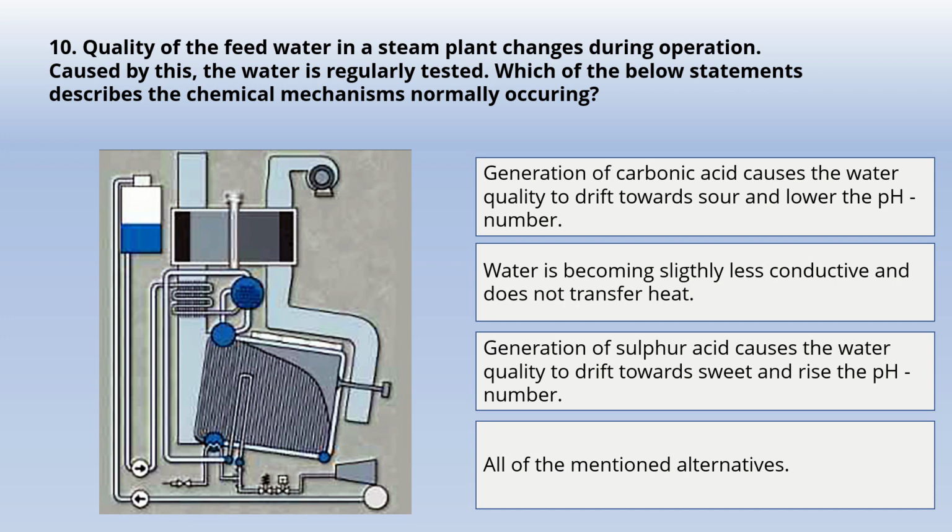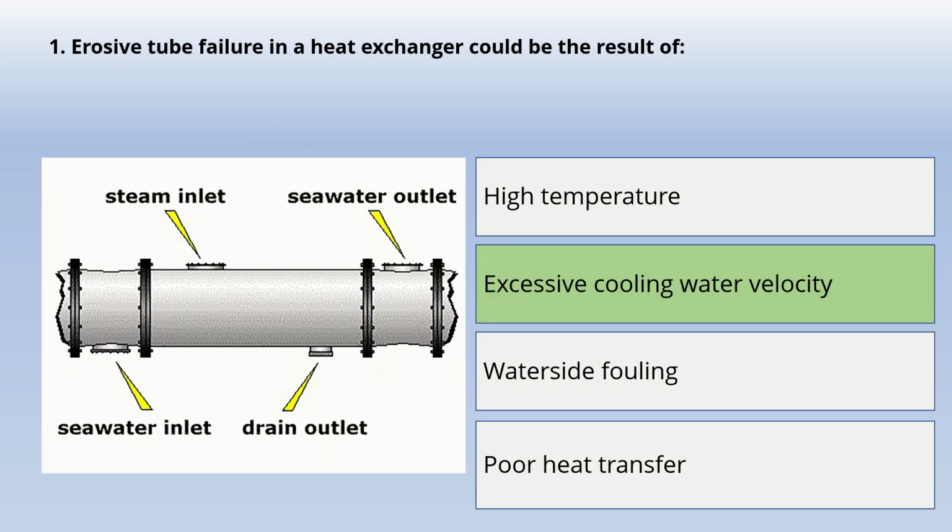Generation of sulfuric acid causes the water quality to drift towards sweet and raise the pH number. All of the mentioned alternatives. The correct option is generation of carbonic acid causes the water quality to drift toward sour and lower the pH number. Now let's summarize what we have studied in this video.